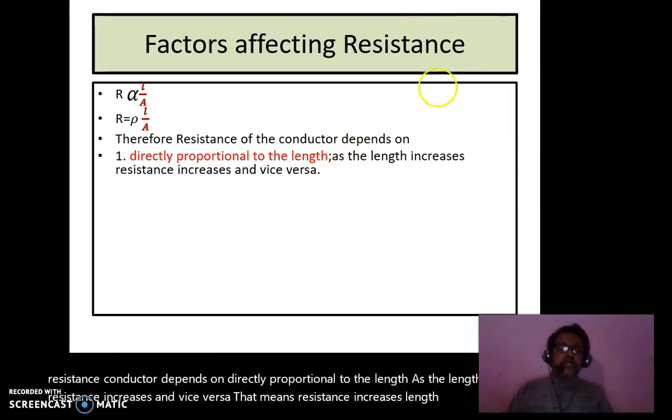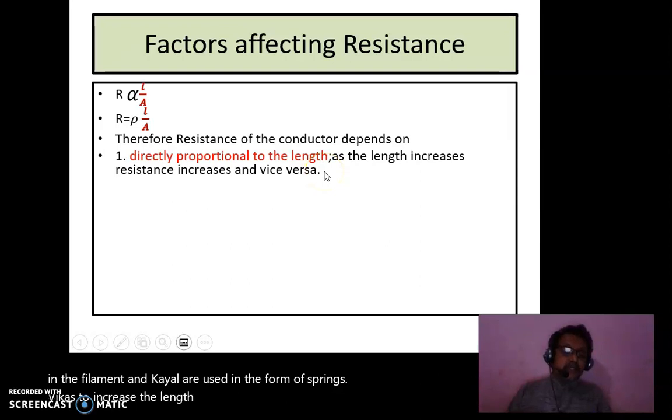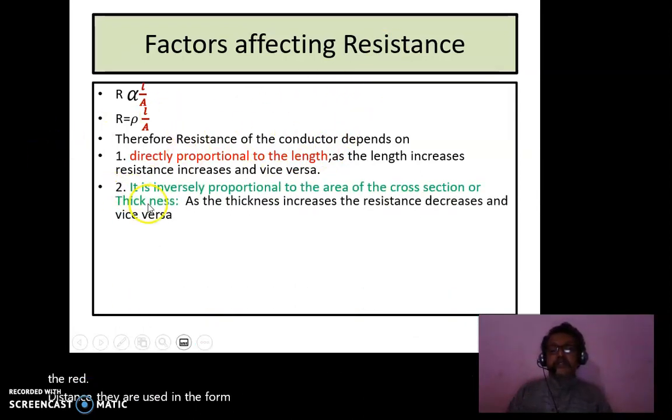So you know that the filament and coil are used in the form of springs, because to increase the length, if they increase the length, the resistance increases. So to increase the resistance, they are used in the form of springs.